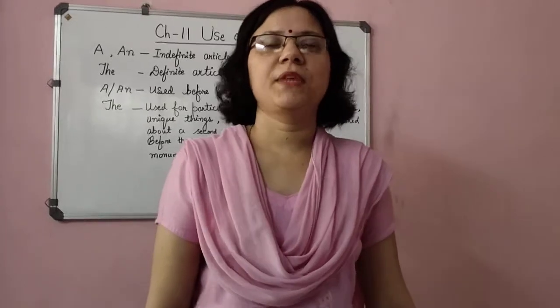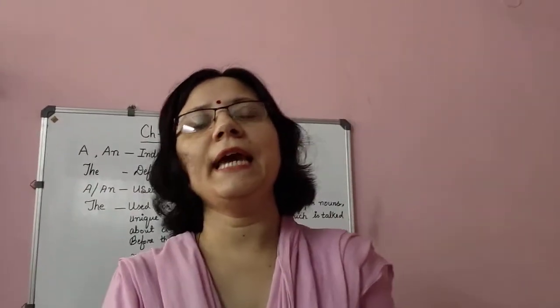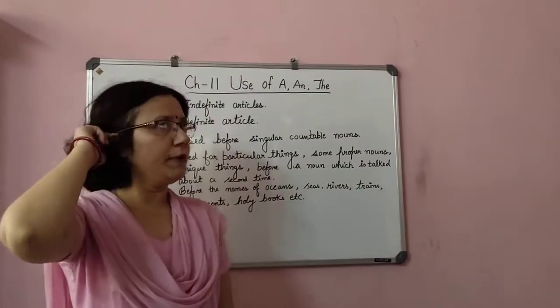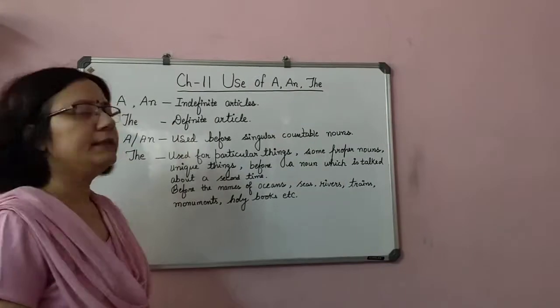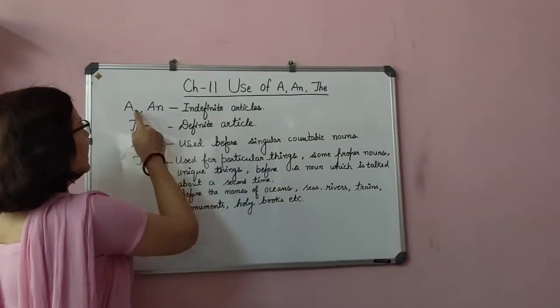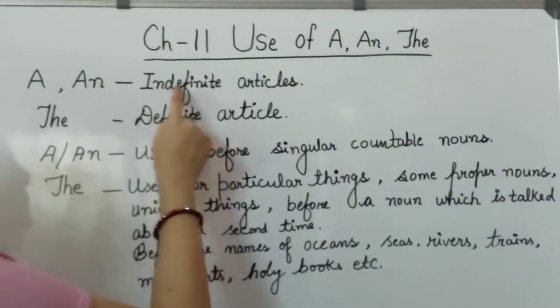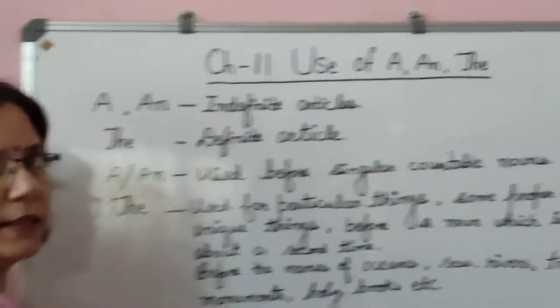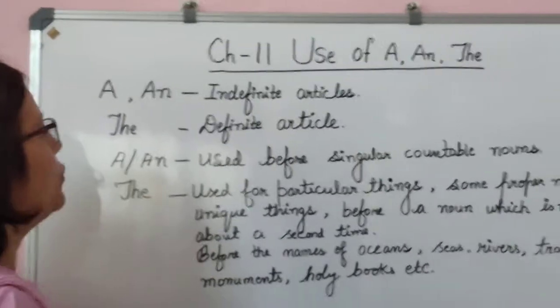Good morning, children. Today we will start the next chapter, chapter number 11 of our English grammar book, that is use of a and the. Now I will explain you the use of a and the. These are called articles. A and an are called indefinite articles, and the is called definite article. These are the two different names given for this.